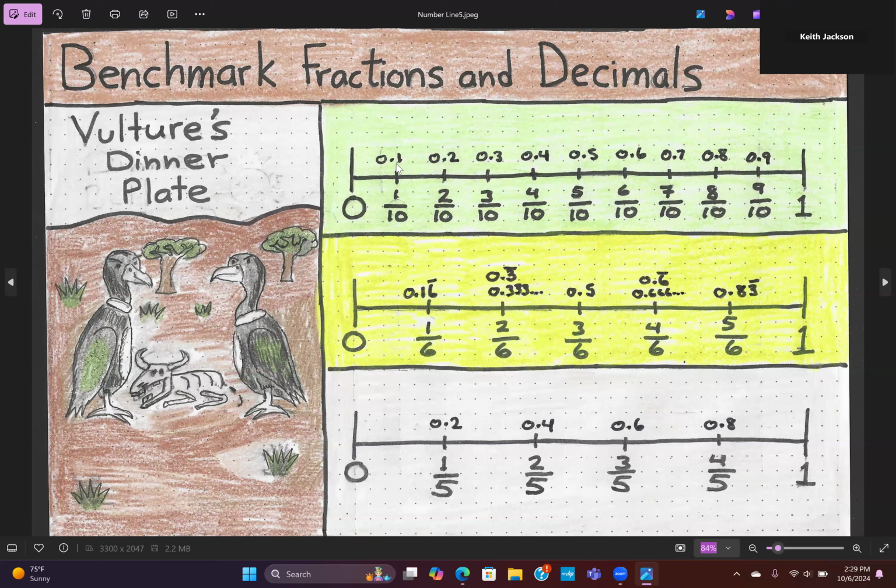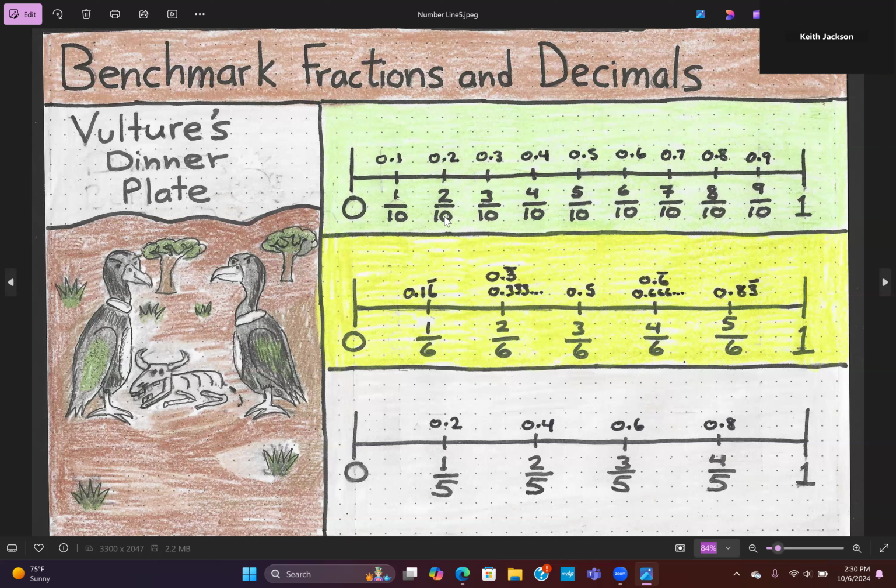0.1 is 1/10, and 0.2 or 0.20 is 2/10. 0.3 and 0.4, 0.5, 0.6, 0.7, 0.8 are an exact match to their fractional equivalent. What I like about tenths is that they relate well to fifths because some of these tenths right here, like 2/10 and 4/10 and 6/10 and 8/10, can be simplified into fifths.